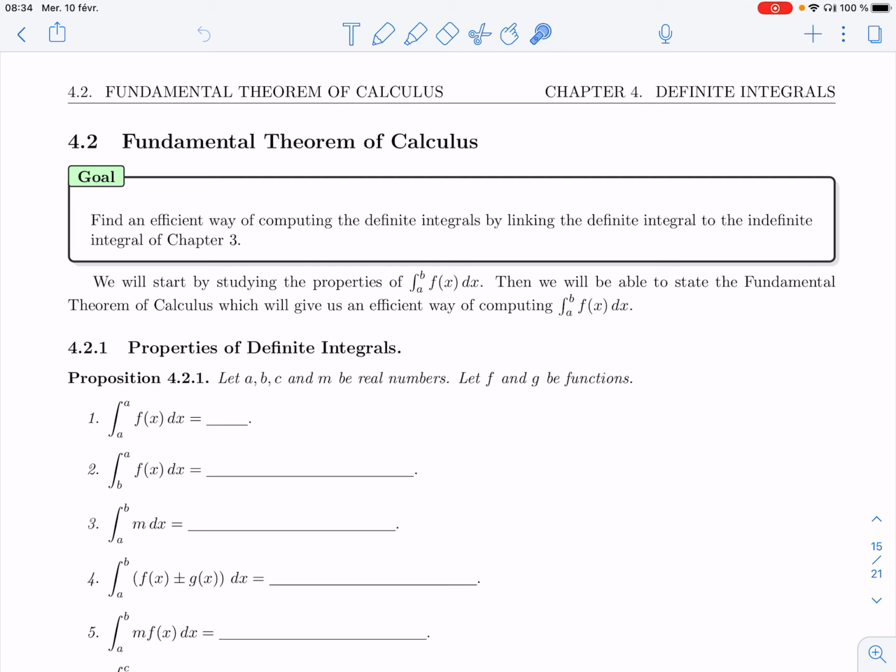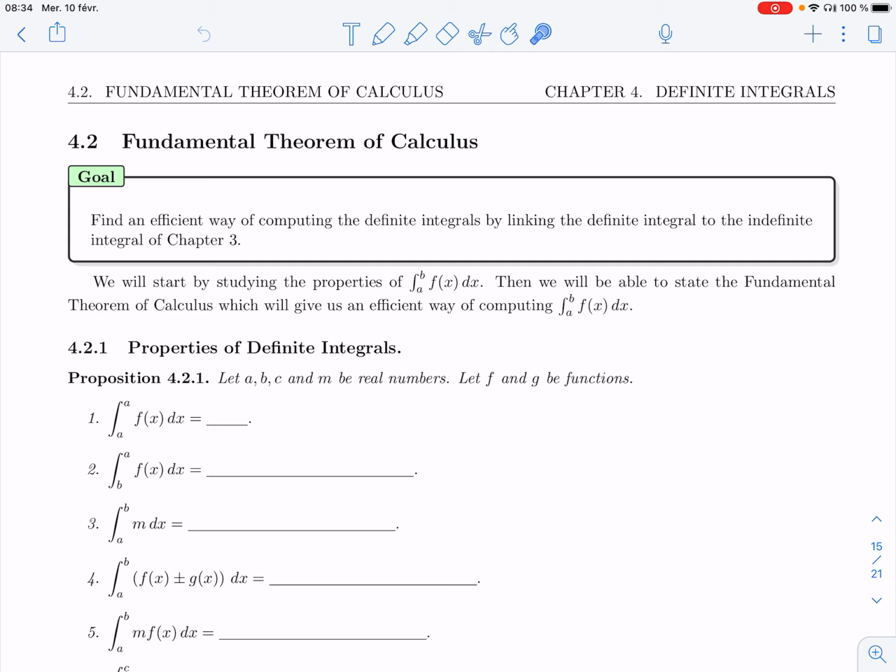All right, welcome back. In section 4.2, we'll be looking at the fundamental theorem of calculus. Our goal in this section is to find an efficient way of computing the definite integrals by linking the definite integral to the indefinite integral of chapter 3. Remember that g of x plus c, so we'll need to find a link between the integral that calculates area and the integral that gave us just an antiderivative plus c.